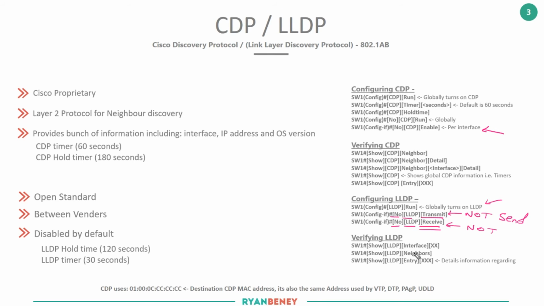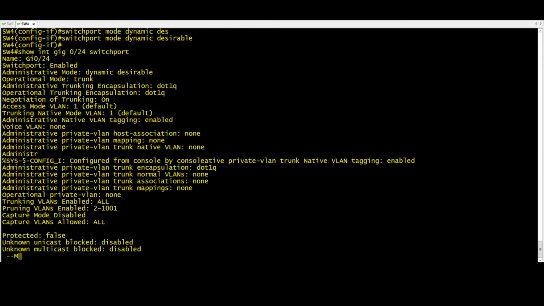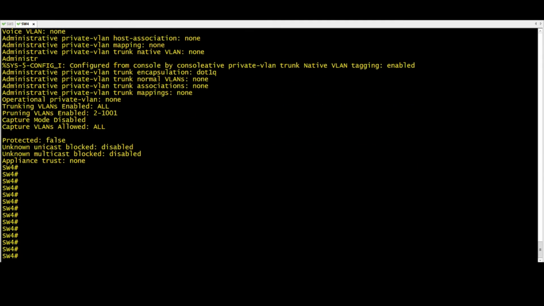And then verifying is also very similar. You would do the show LLDP interfaces to look at the interfaces, and neighbors, look at the neighbors detail, and then query a particular entry to find out more information about that neighbor. So briefly, let's go back to our switches and start off by querying the CDP.